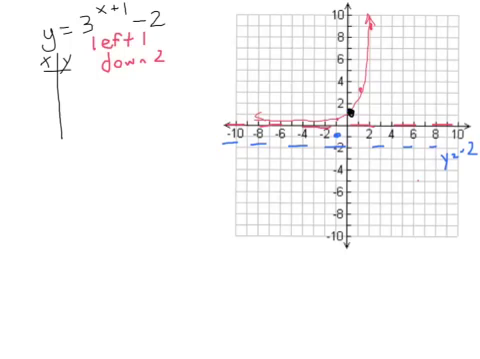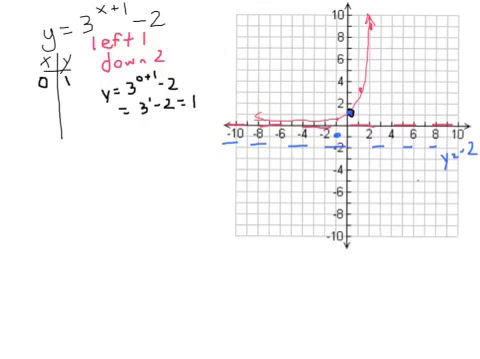Now, to help us out a little bit, I'm going to reinforce the idea of plotting points. So I'm going to fill in 0 for x, and if I did that, I'd have y equals 3 to the 0 plus 1, that minus 2. That is 3 to the first minus 2, which is 3 minus 2, or 1. So I end up with 1. Okay? So the ordered pair (0, 1) is a point on this graph. So now that is our new point right there.